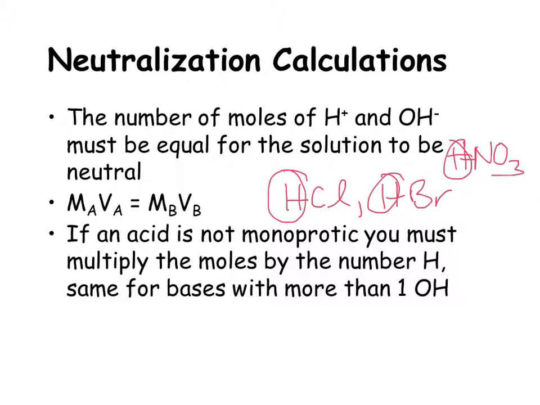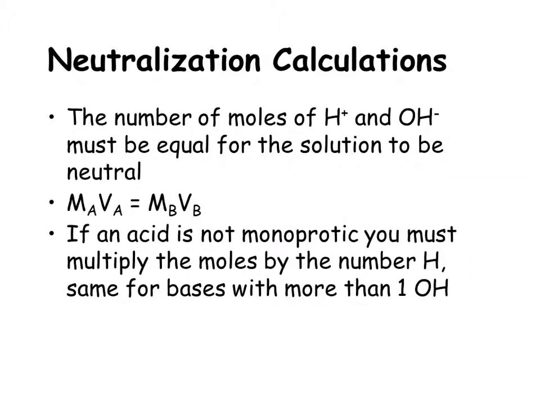Now a polyprotic acid is something that has multiple protons, right? So let's see what those are. Multiple protons. So H2SO4, H2S, H3PO4. They have more than one proton or hydrogen associated with them.